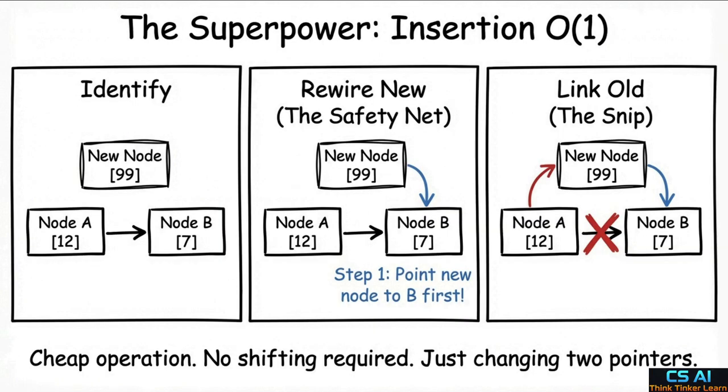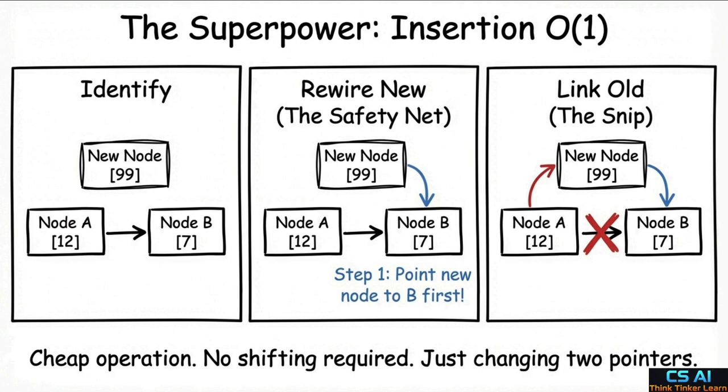But here's where linked lists truly shine. The superpower is insertion in O(1) time. Let's say we want to insert a new node with data 99 between node A and node B. We follow a two-step process. First, we identify the insertion point. Then, for the required first step, which acts as our safety net, we make the new node point to node B first. This ensures that we don't lose the rest of our list.